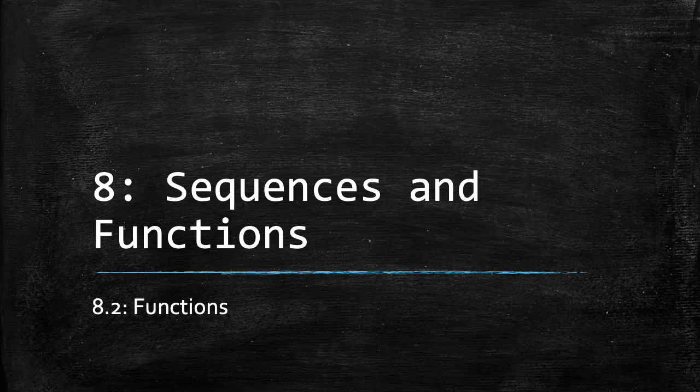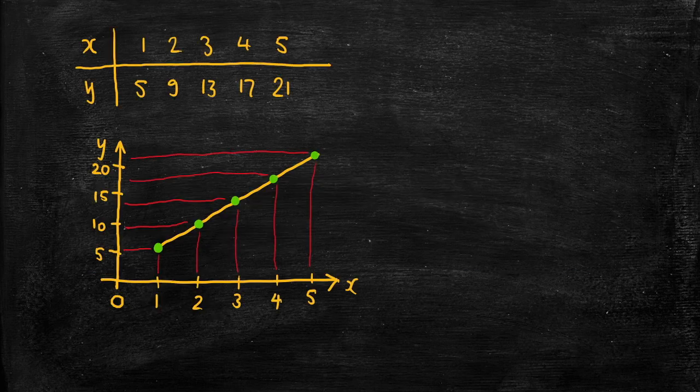In this video, I'm going to go through an example of a linear function. So in this example, I have a variable x, which will be my input, and this takes the values 1, 2, 3, 4, 5, and then my output variable y takes the values 5, 9, 13, 17, and 21. So for each input x, I have an output value y.